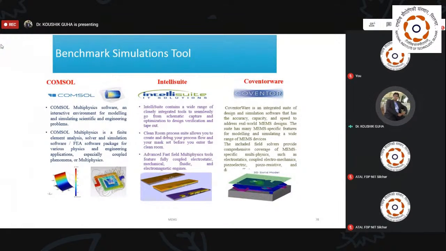Now, obviously, people can ask what the best tools in MEMS are that we can work on. In our lab, we have been working on these tools. COMSOL is a very good option, or it may be IntelliSuite or CoventorWare. All three main tools are there in my lab.